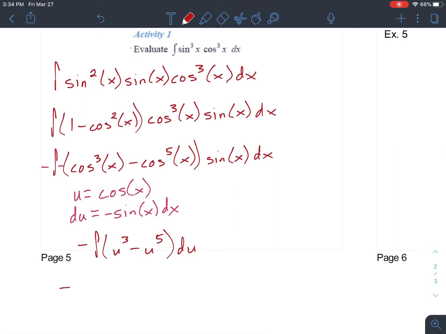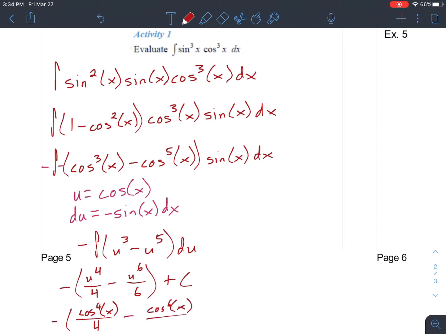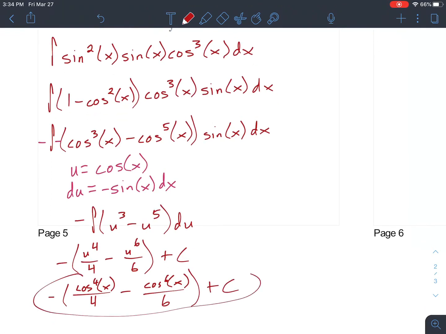We will integrate, and we get negative u to the fourth over 4 minus u to the sixth over 6 plus c. And then when we substitute back in, we are going to get negative cosine to the fourth of x over 4 minus cosine to the sixth of x over 6 plus c. And that is the answer.